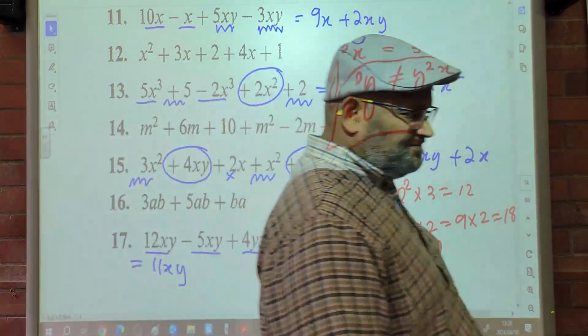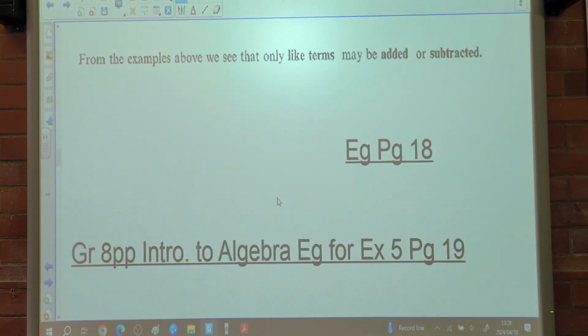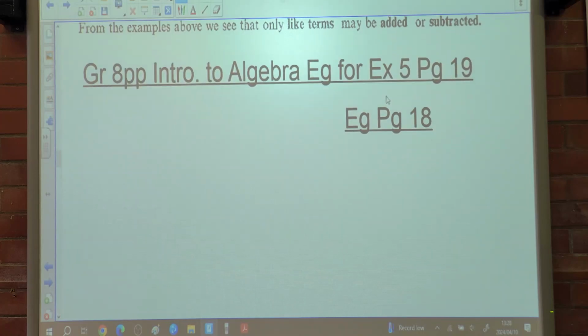Right, you guys understand? For homework, I would like you guys to redo the whole exercise. Okay? You're going to do the odd and even. In this case, you got the answers to all the odd numbers. You can mark it on your own. And then the even numbers we'll do in our next lesson. Is that okay? Now coming back to exercise 5, which is on page 19.